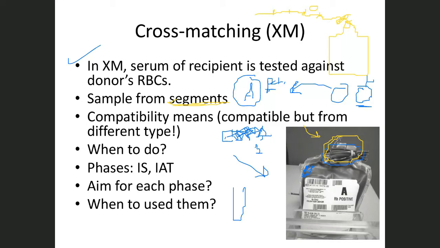Usually, we're looking at the first choice from the same type. So if a patient is B positive, I'm looking for a B positive donor. If it's O positive, the first choice is O positive. But if I cannot find it, I can go to the second choice, for example, and use O to give patients from B type.